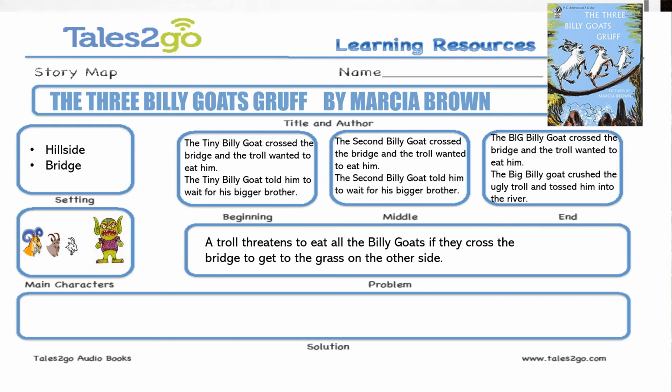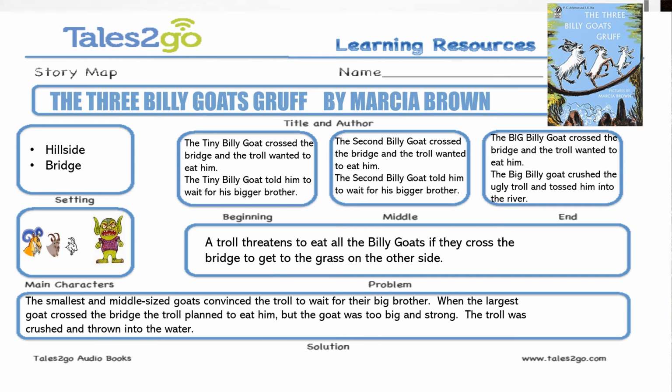And then I listed the problem, where a troll threatens to eat all the billy goats if they cross the bridge to get to the grass on the other side. And the solution, do you remember it? Well, the smallest and middle-sized goats convinced the troll to wait for their big brother, and then the largest goat crossed the bridge and the troll planned to eat him, but the goat was too big and strong. The troll was crushed and thrown into the water.